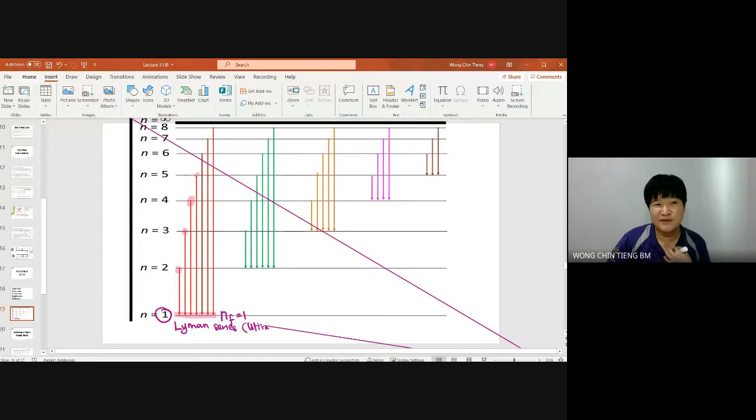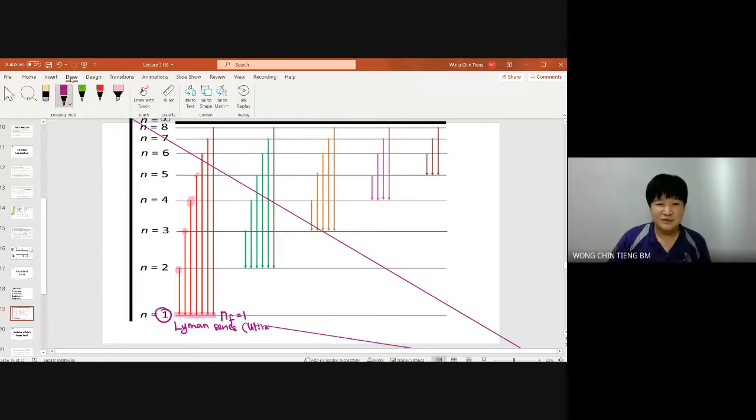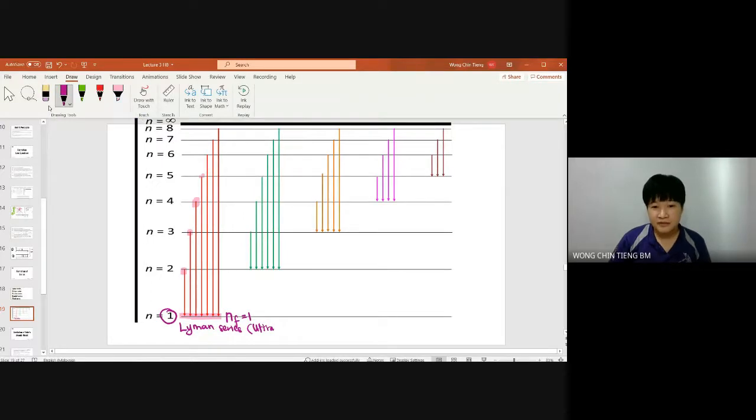Saya tak boleh tulis sekarang, because my pen bagi tahu saya tak boleh tulis. It's too sensitive. I cannot even press a little bit more. Okay. So that is your ultraviolet region. Okay. So make sure you know these three things. Tiga benda je. The name of the series, the final energy level, and the region.